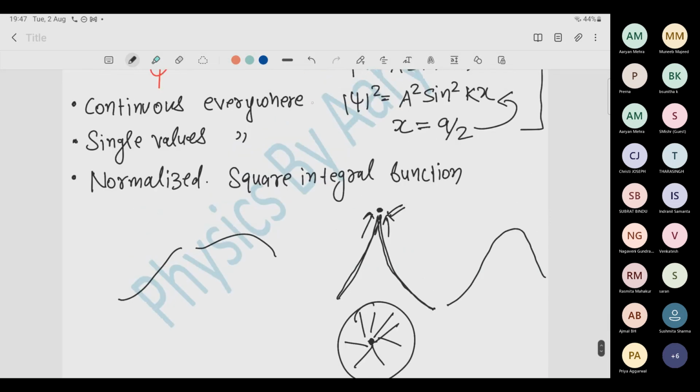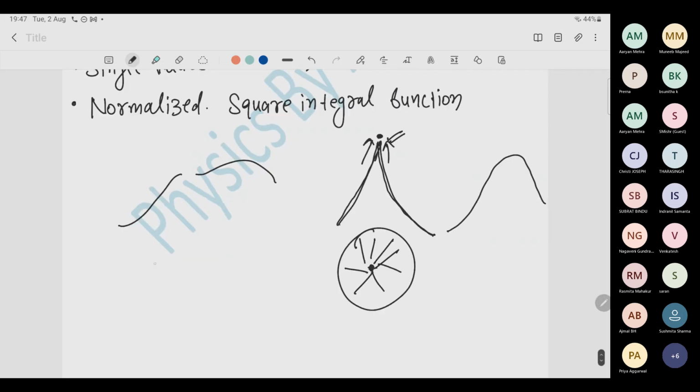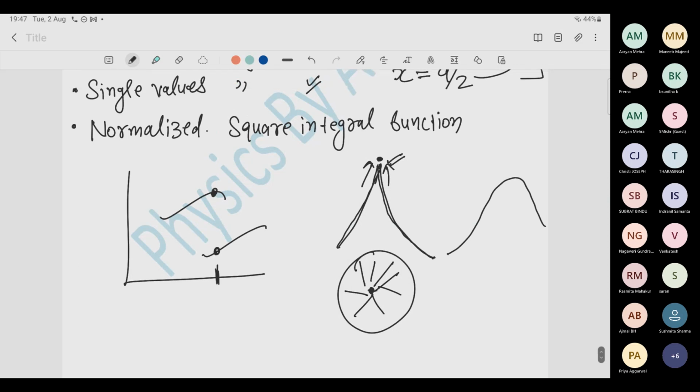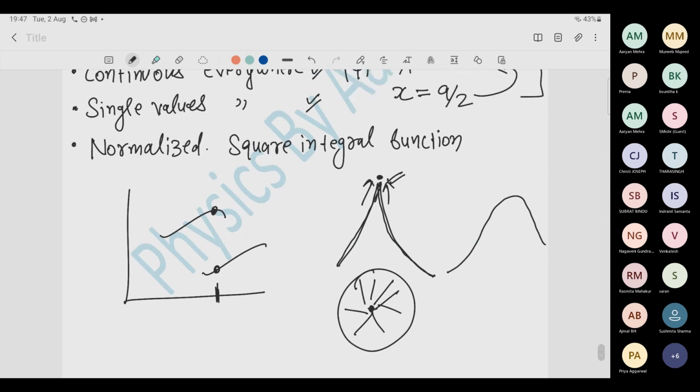So if you understand the first point, the second point is actually very simple. It must be single valued. So your function can't be like this, because at this value of x, the function has two values, this value and this. If the wave function has two values at one x, it is telling you two probabilities of the particle existing at that point. That is also not possible. The same reason was there for our continuity. So the first two are easily understandable.